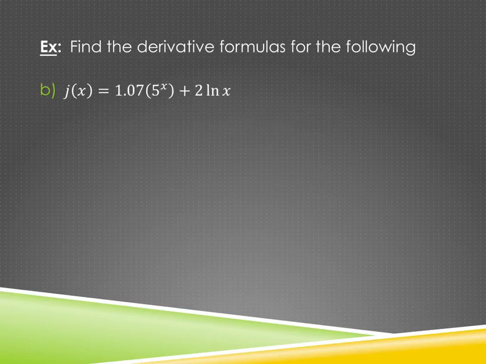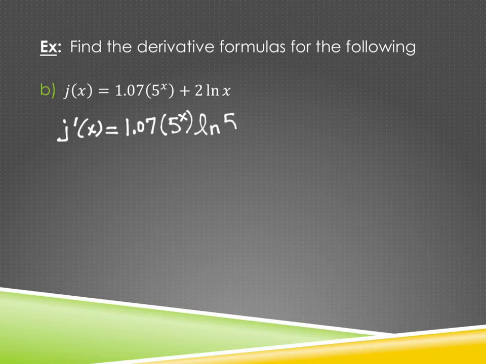Okay, so notationally, we start out by writing j prime of x. This right here, the 5 to the x, that's the b to the x rule, right? The 1.07 in front's just a constant multiplier. So, constant multipliers just come along for the ride. 1.07, just free ride. The derivative of the 5 to the x is 5 to the x natural log 5. Okay, so the constant is in front. Then we take the derivative of 5 to the x. Plus, now there's a 2 that's being multiplied. That's a constant multiplier rule.